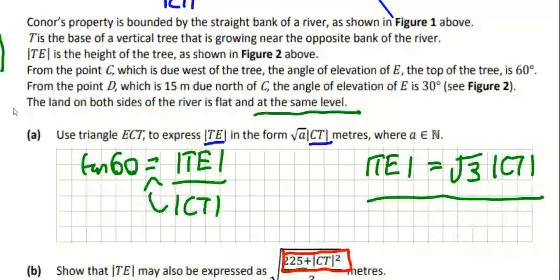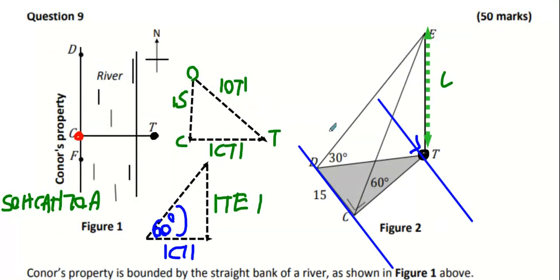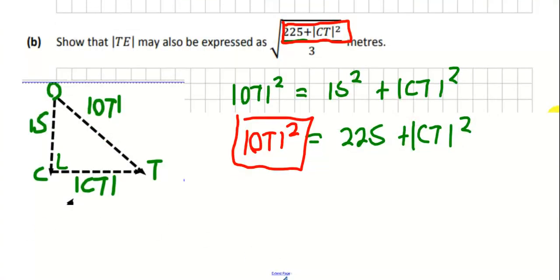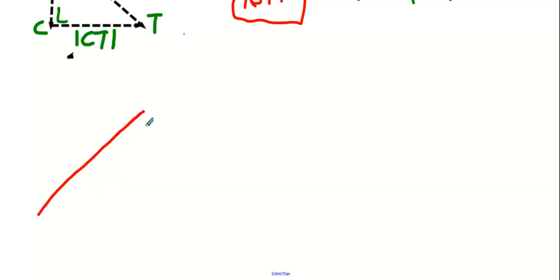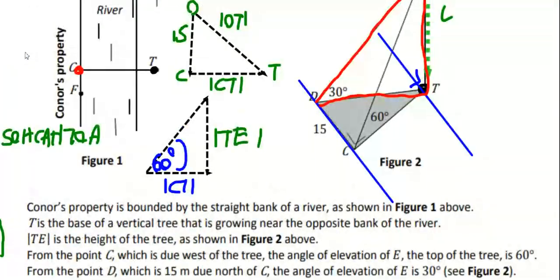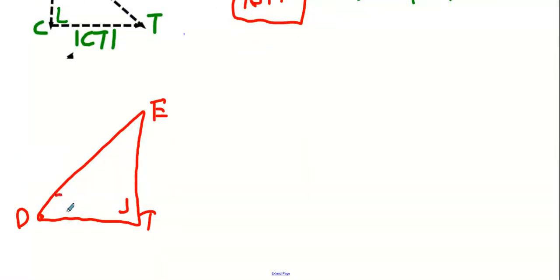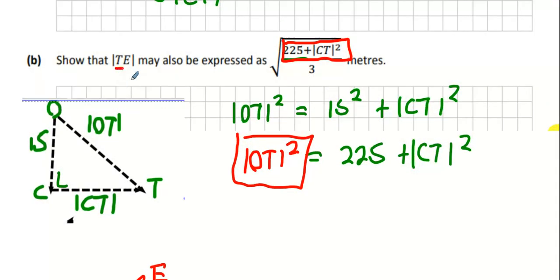So I look for another triangle that has DT in it. And the triangle in question is going to be this one here. See the 30 degrees? So it's DTE and it's 30 degrees. Okay, so that's the next triangle I have to use because that's the only triangle that has DT in it that I haven't already used. So that's DTE, and it tells me that it's 30 degrees. Okay, happy days.